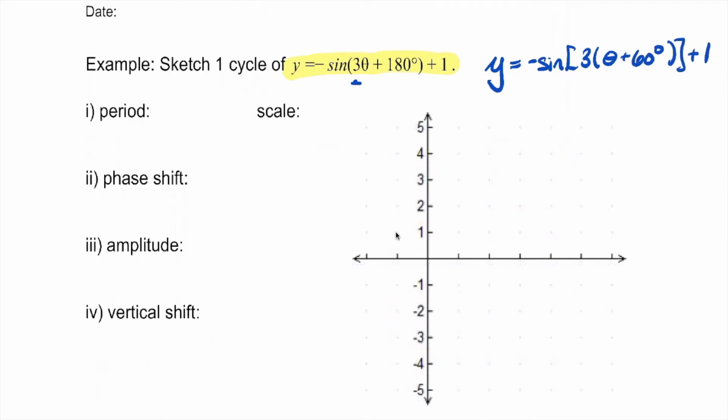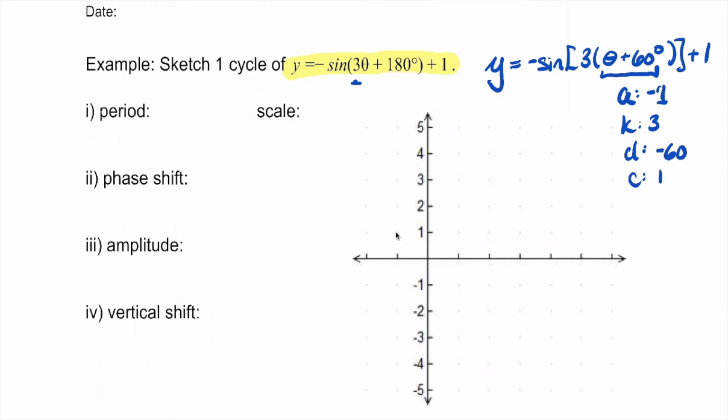plus 1. Okay, so off to the side, I'm going to exactly list what my a, k, d, and c values are. So my a is, in this case, minus 1, k is 3, d, my horizontal shift, again, how I think of this is what makes inside that bracket there, what makes that 0. That's going to be negative 60, so this is going to be shifted 60 degrees to the left. And then my c value is 1.